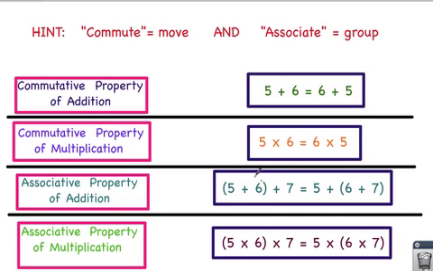If we were to calculate this, 5 plus 6 gives us 11, plus 7 gives us 18. On the right side, 6 plus 7 is 13, plus 5 gives us 18. 18 does equal 18, so it's okay that we can move our parentheses. That's the associative property of addition. There is also an associative property of multiplication. Again, the numbers don't move, 5, 6, 7, 5, 6, 7, only the parentheses, or the way that they are grouped, changes.